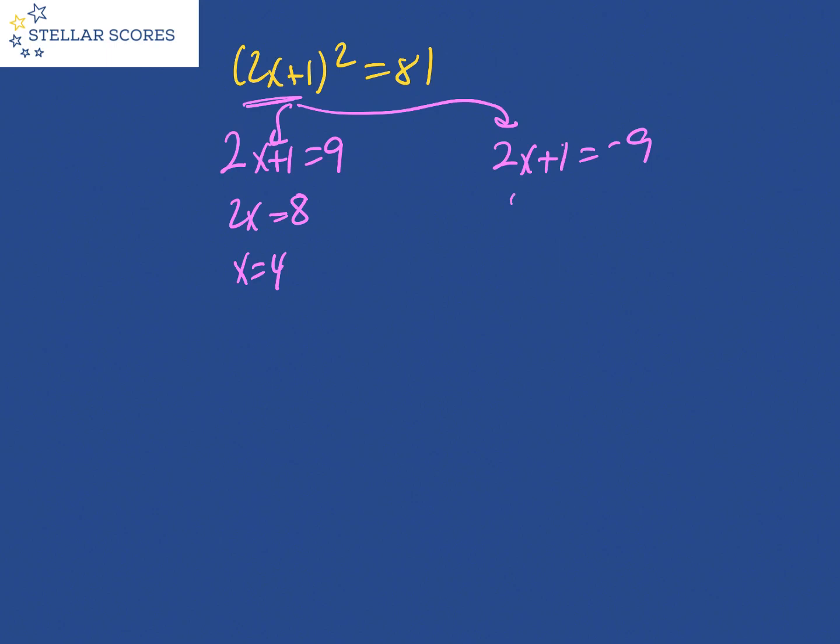So then let me subtract the 1. 2x is equal to negative 10. Divide out by 2. X is equal to negative 5. So either one of these, you can solve it.